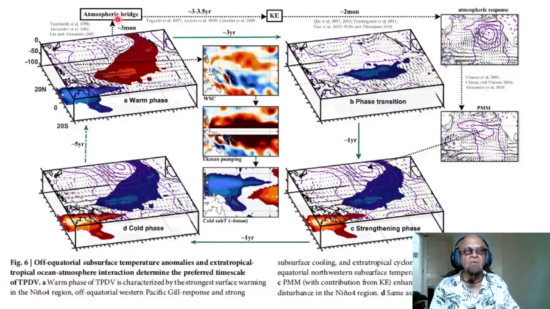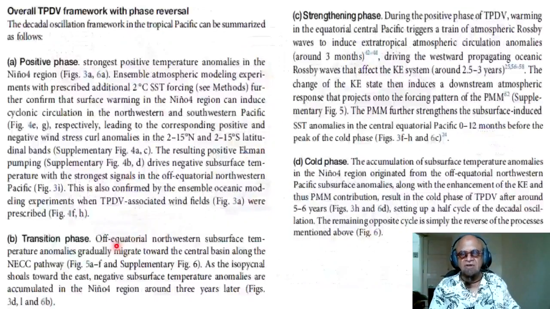Okay, so this is not so well marked. Are there A, B, C written somewhere? Yeah, we are coming this way, so that's C, and then that's D. So here: warm phase, phase transition, strengthening phase, and cold phase. There we go. Okay, sorry about this.